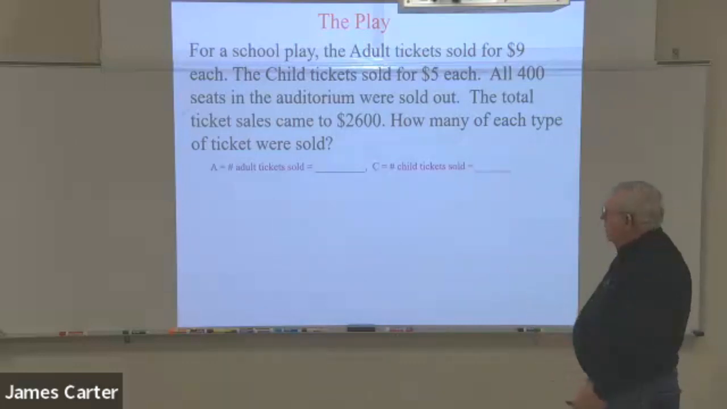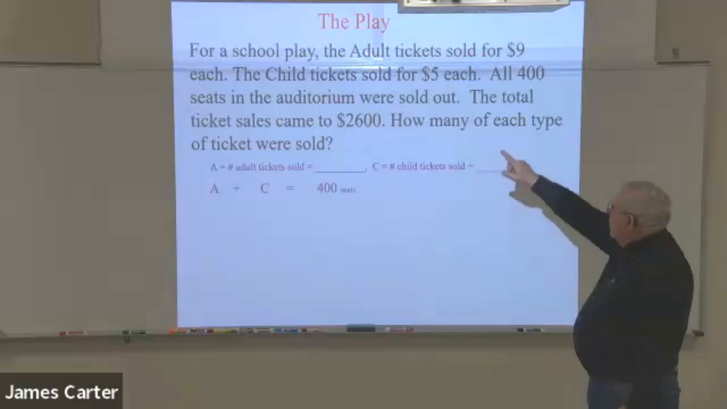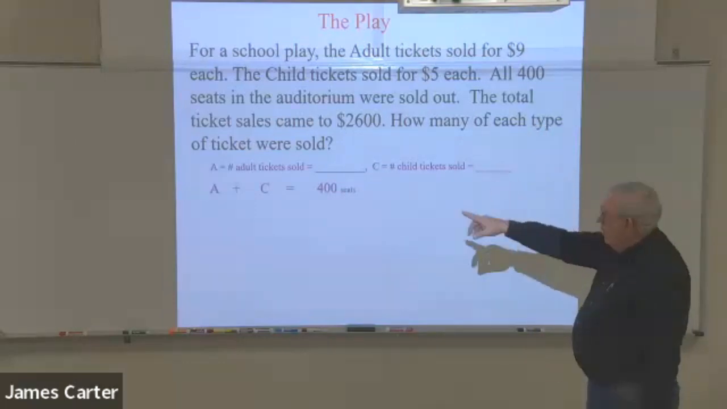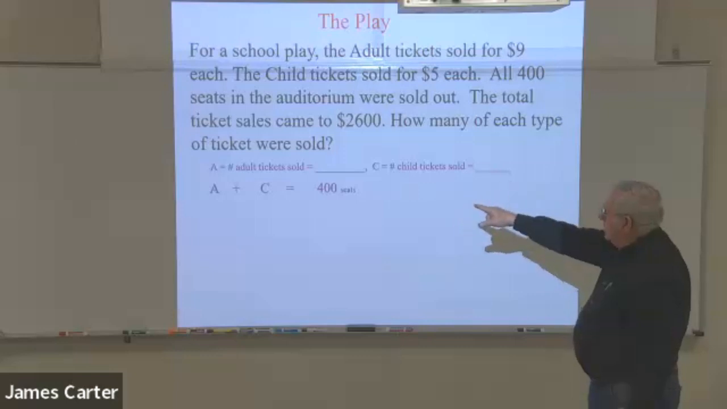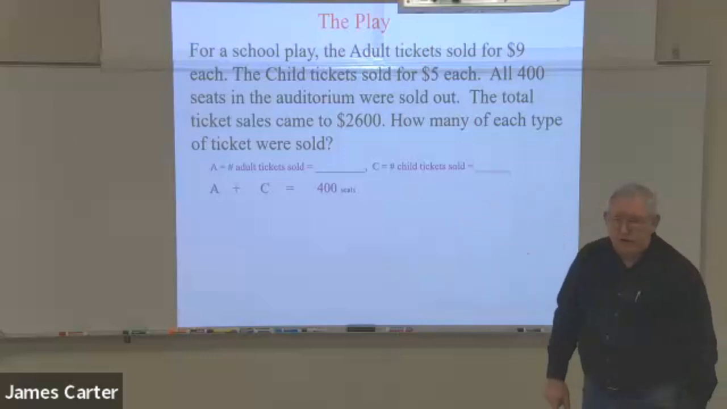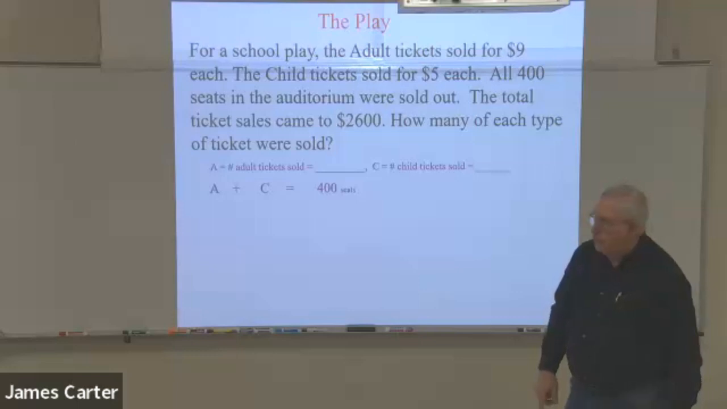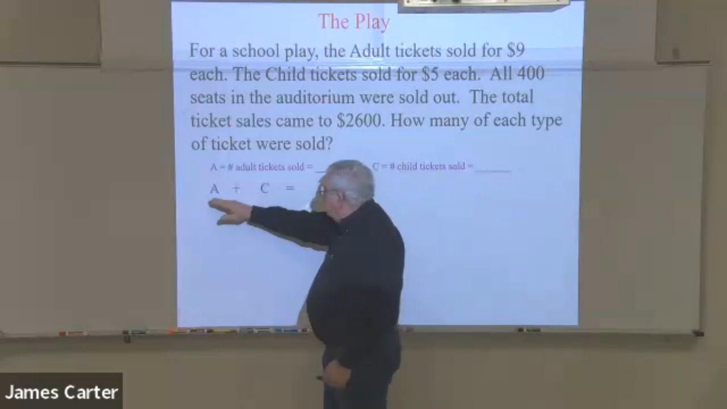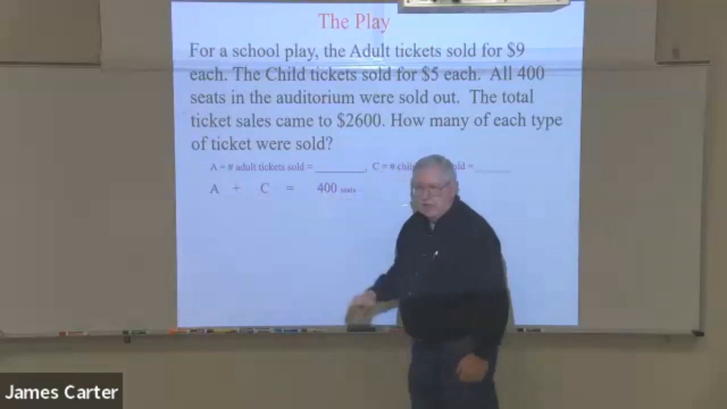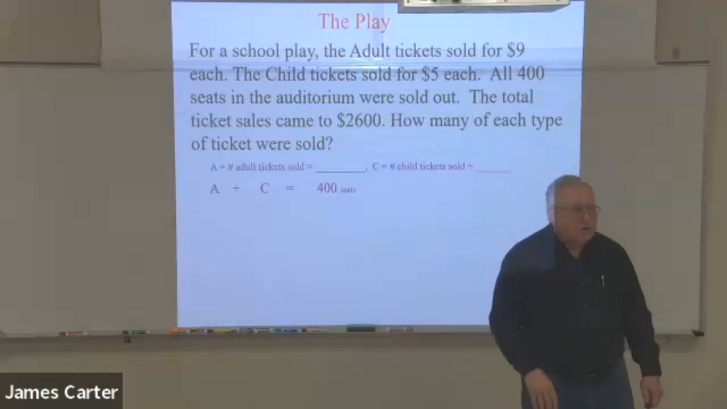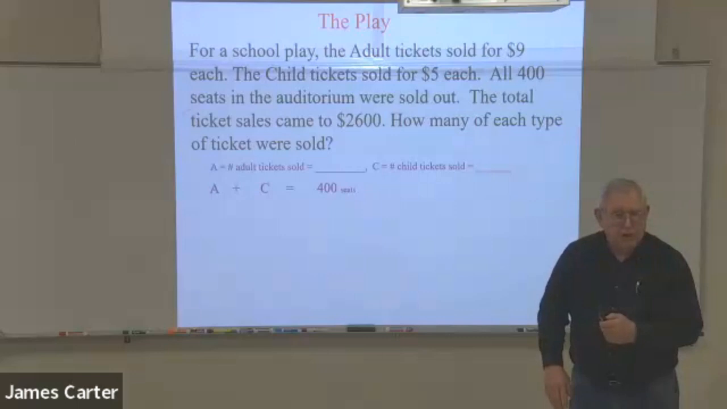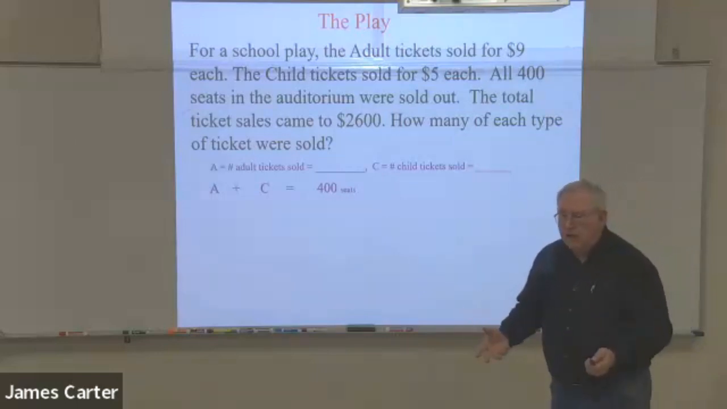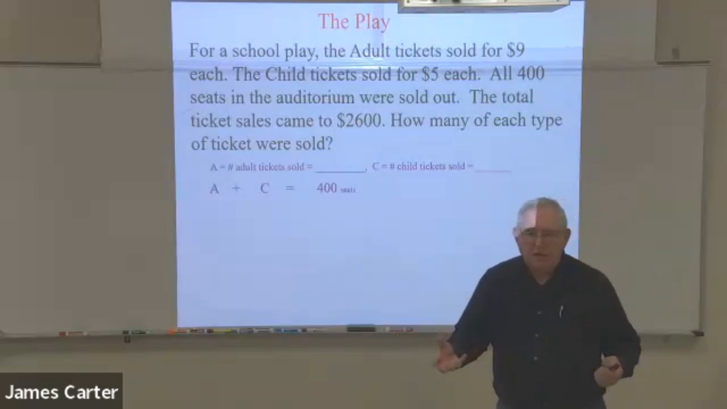Now, my first equation, just like I said up here a moment ago, all of the adult tickets sold plus the kid tickets sold equal 400 tickets. If you look at this, number of tickets, number of tickets, number of tickets for my units. Okay, very uniform there. Now, our second one is going to be the monetary value on these tickets.